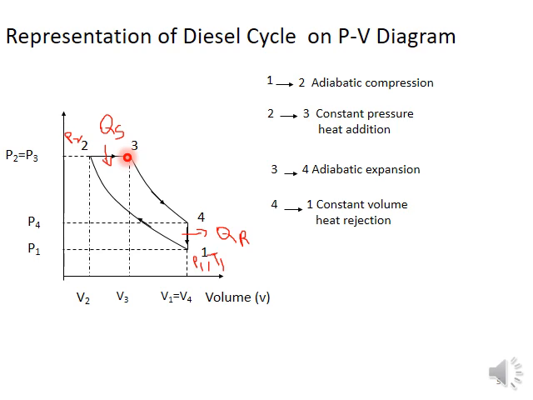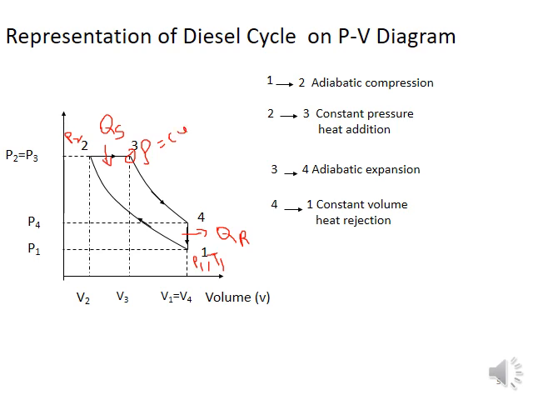Next, the adiabatic expansion process. Adiabatic expansion means that at point 3 the supply of heat is cut off. So point 3 is called the cutoff point, and we represent it with rho. Rho is equal to the cutoff. Adiabatic expansion starts from 3 and ends at 4.